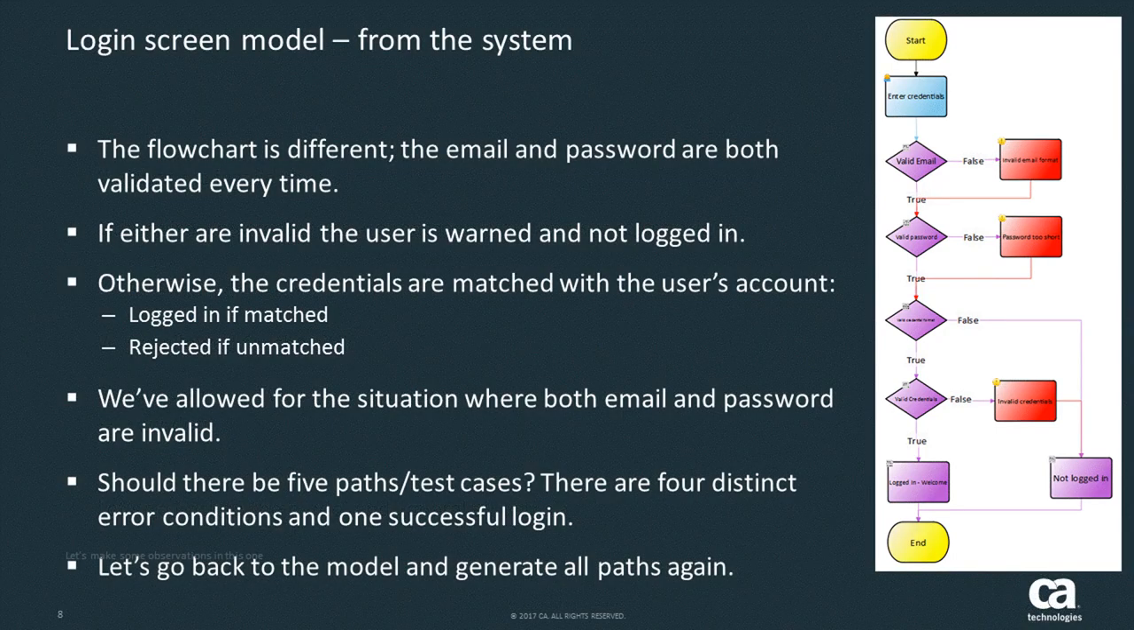So you can see the flowchart is different this time around, where both the email and password are validated every time, and we've allowed for the possibility of both the email and the password to be invalid, and that would add an additional error condition. So in principle we should have 5 paths or test cases. We should have 4 distinct error conditions plus 1 successful login. Let's go back to the model and generate all the paths again.